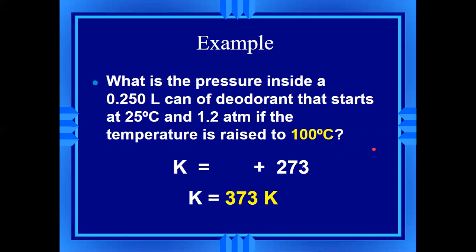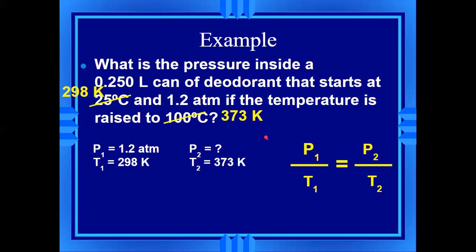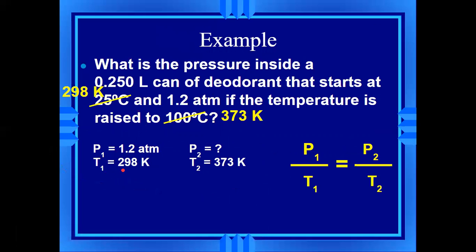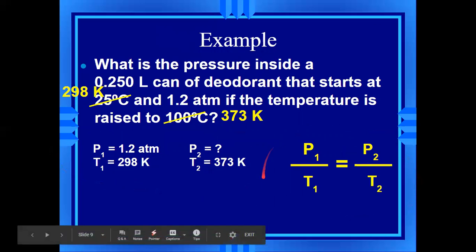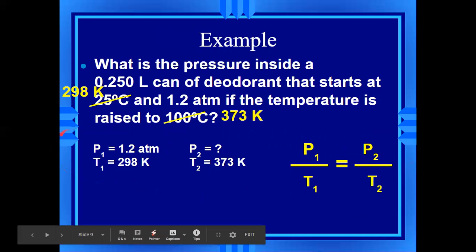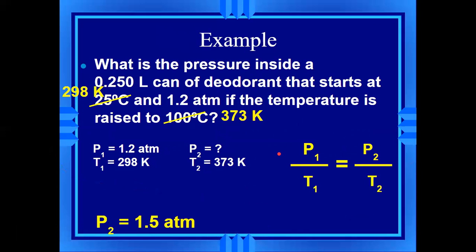Now let's go ahead and plug and chug. Take inventory of what we know. Our initial pressure is 1.2 atmospheres. Our initial temperature is 298 Kelvin. Our final pressure is what we're trying to figure out, we don't know that. Our final temperature is 373. And remember, the equation that we're using, because volume is remaining constant, is P1 over T1 equals P2 over T2. When we plug in all of these variables, you should get that your final pressure is 1.5 atmospheres.